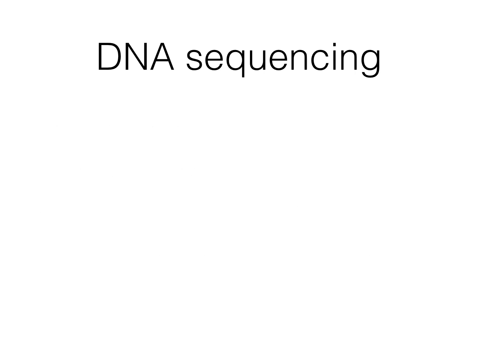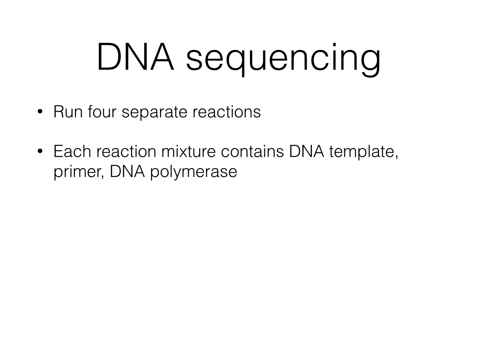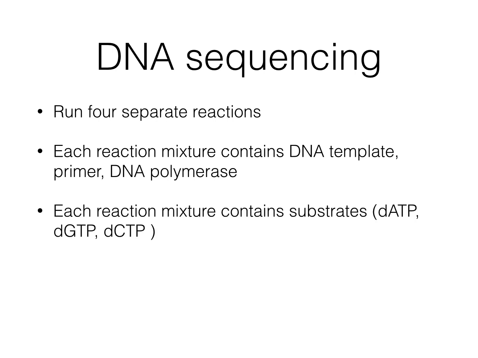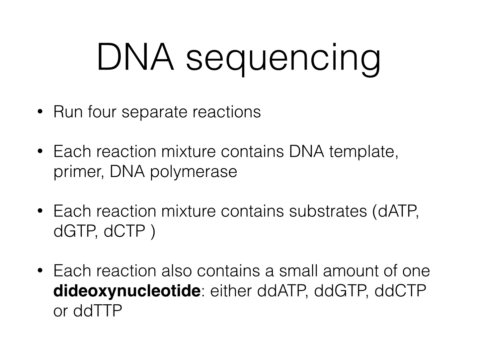So how is a traditional sequencing done? In its original form, it was run on four separate reactions, which means there are four separate test tubes. And each test tube or each reaction contains the requirements such as the DNA template, the primers, the enzyme DNA polymerase, and of course the substrates that will be polymerized to form the new strands, such as the dATP, dGTP, dCTP, and so on. Now, also, each reaction also contains a small amount of a particular dideoxynucleotide.